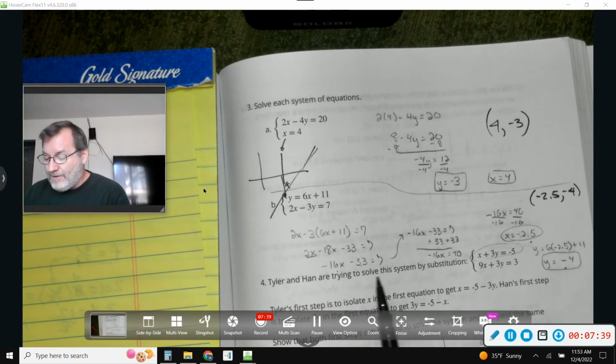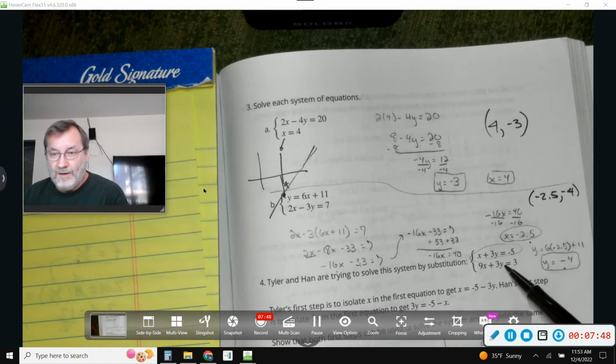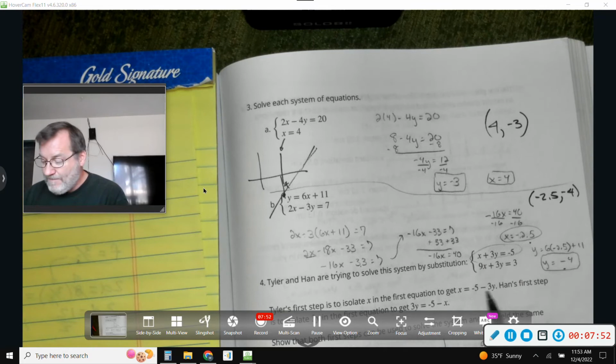Tyler and Han are solving a system of equations by substitution. Well, let's see. I got a couple of 3y's right there. I can solve each one for 3y, or I can do some substitution. What can I do?